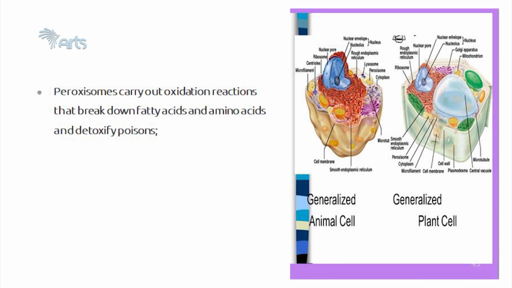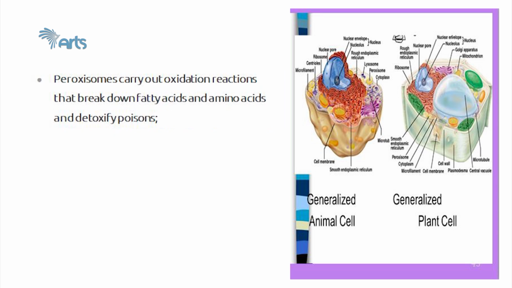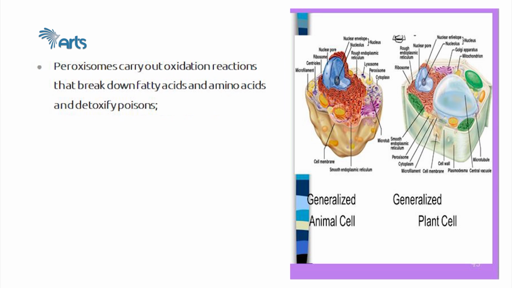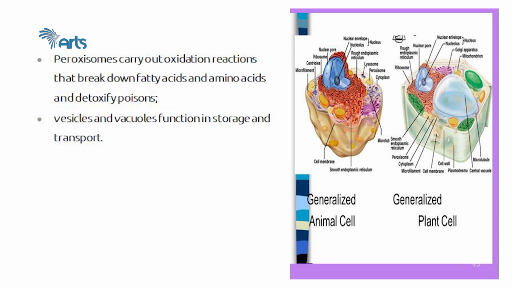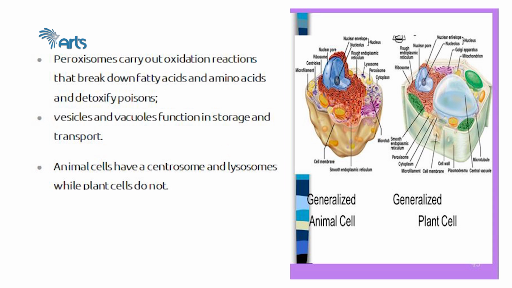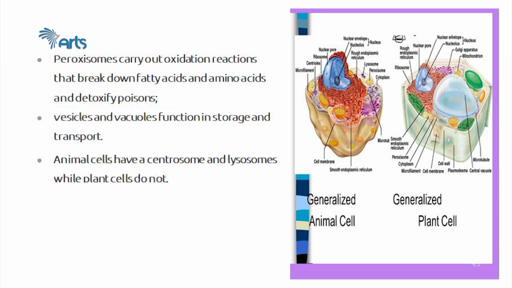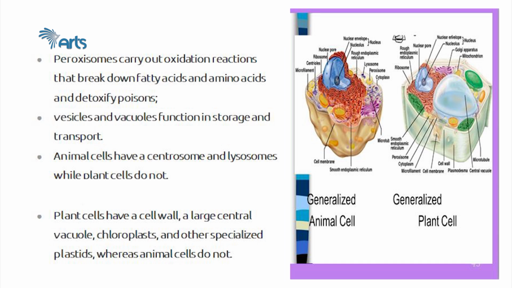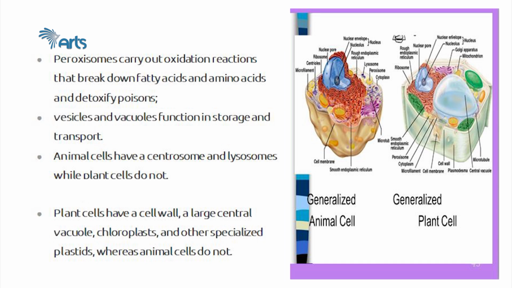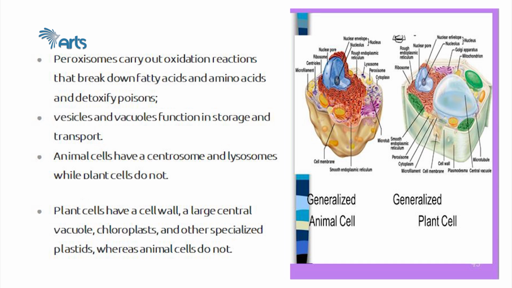Peroxisomes carry out oxidation reactions that break down fatty acids and amino acids and detoxify poisons. Vesicles and vacuoles function in storage and transport. Animal cells have a centrosome and lysosomes, while plant cells do not. Plant cells have a cell wall, a large central vacuole, chloroplasts, and other specialized plastids, whereas animal cells do not.